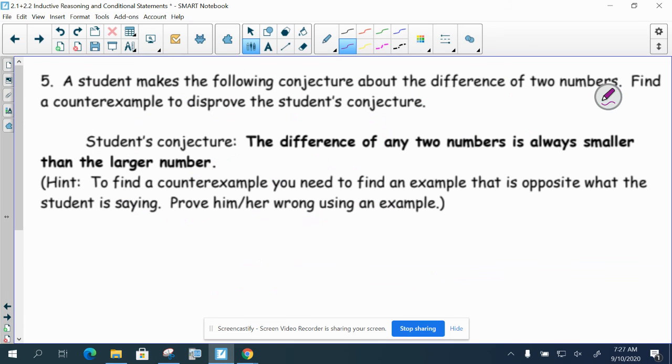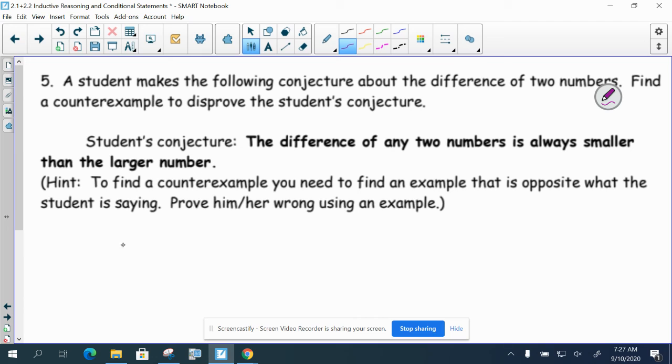Okay, and then the last one here. The student makes the following conjecture about the difference between 2 numbers. Find a counterexample to disprove the student's conjecture. They say that the difference of any 2 numbers, so subtracting, is always smaller than the larger number.